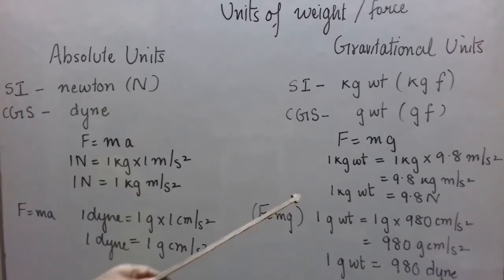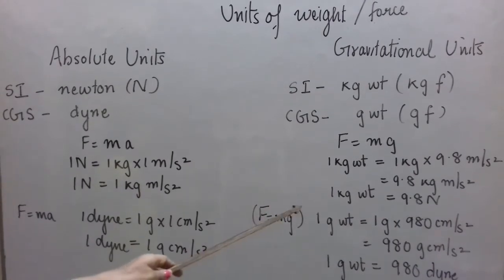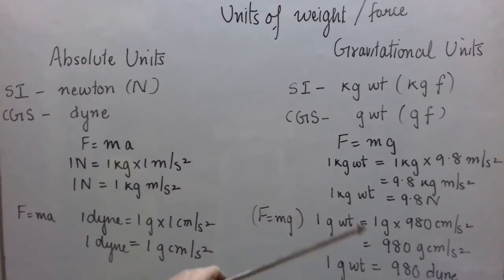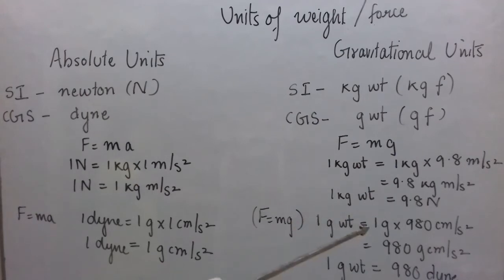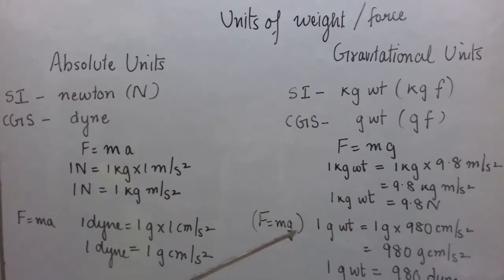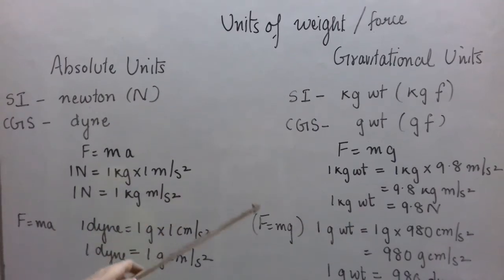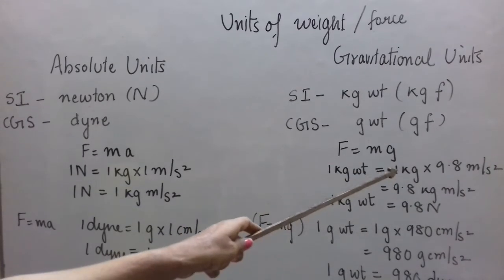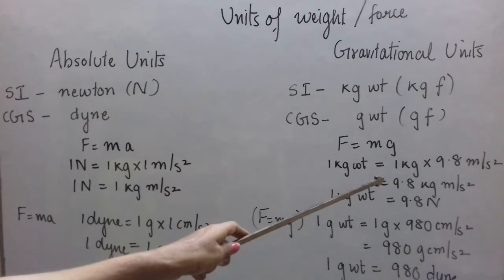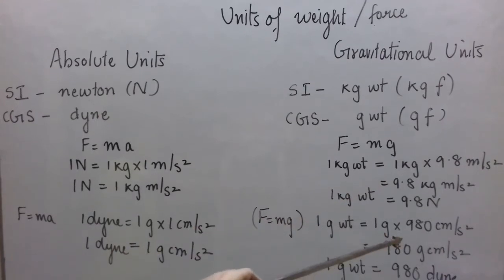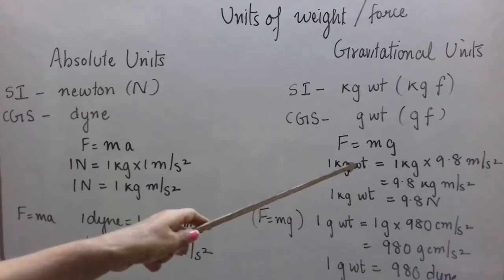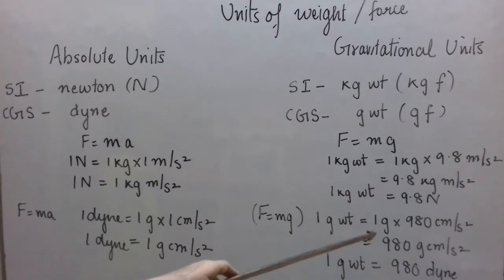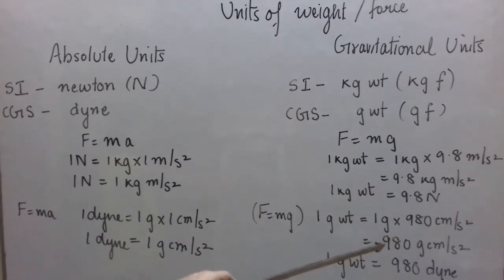So from the definition, if you use this formula and write 1 gram weight for F, mass will be 1 gram, and for G you have to put its value in CGS units. What is the value of G? Here it is 9.8 meter per second square in SI. In CGS the units are centimeter per second square, so you need to multiply 9.8 by 100. So you get G is 980 centimeter per second square.